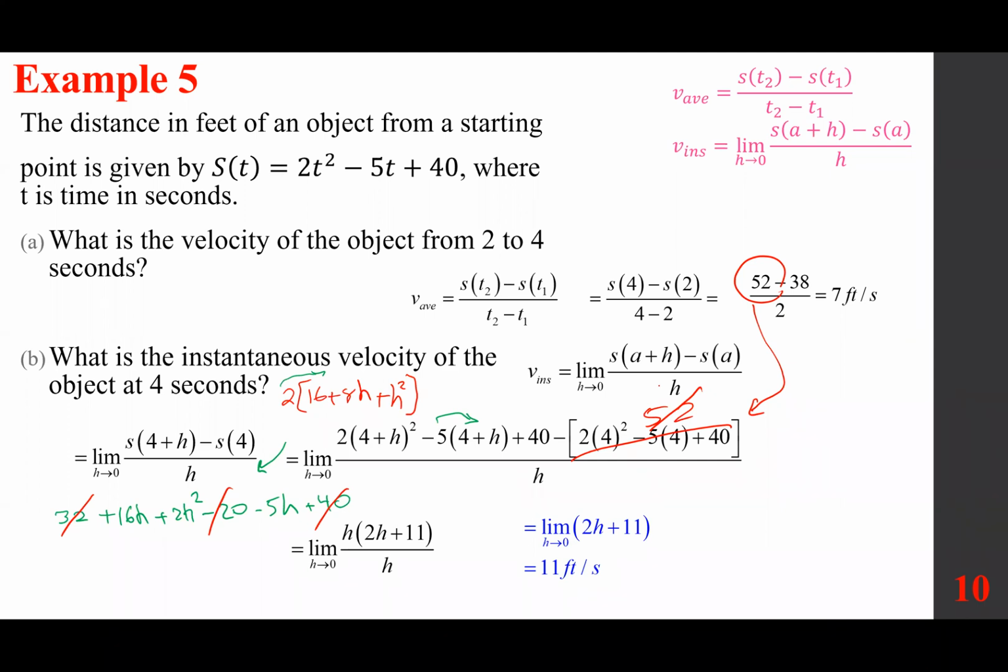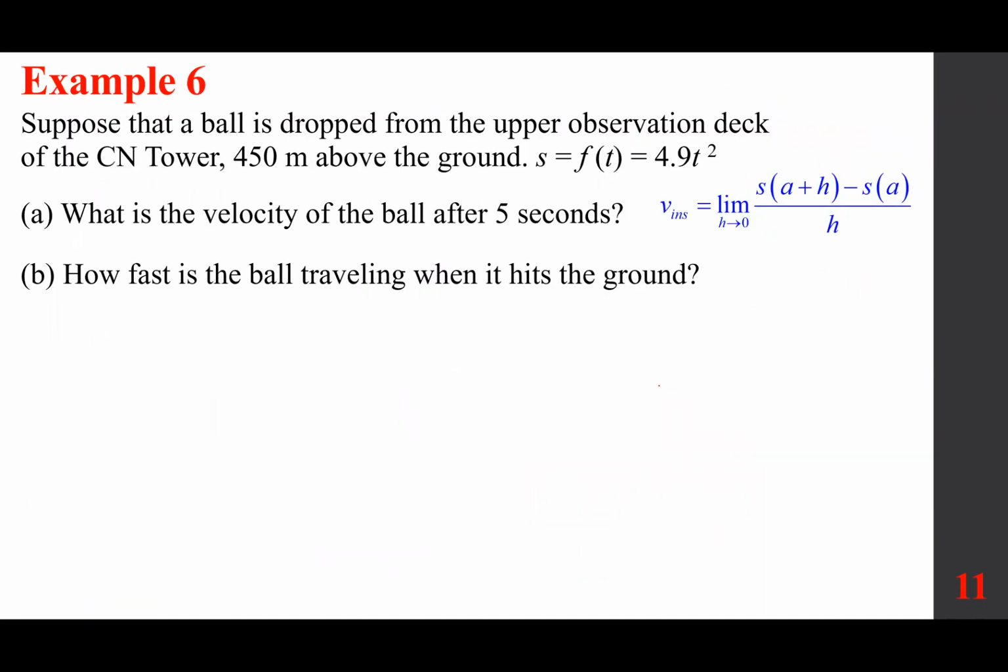All right. Let's look at the last question, class. Suppose that the ball is dropped from the upper observation deck of CN Tower, 450 meters above the ground. s is given as 4.9 t squared. What is the velocity of the ball after 5 seconds? How fast is the ball traveling when it hits the ground? So what I want to do, class, is show you the general methodology as we come across it in the next section.